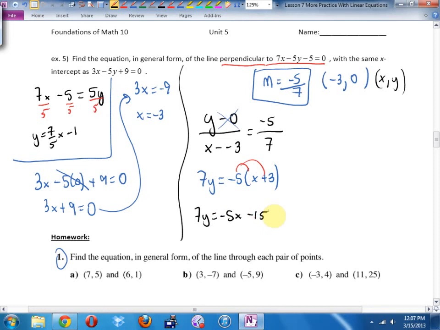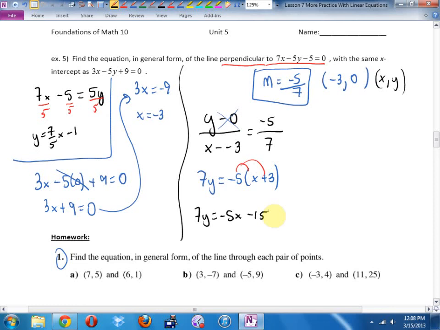Now we have to decide what form they want. Did they ask for slope-intercept form, get the y by itself? Did they ask for general form, make it equal to 0? Or did they ask for slope point form, which would be a bit trickier to get? Oh, general form? What's the easiest way to make this equal to 0? The easiest is to subtract 7y.